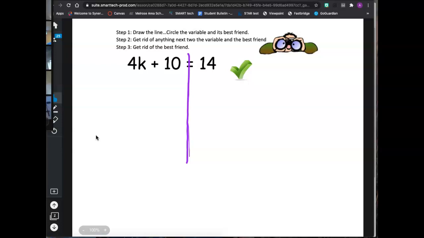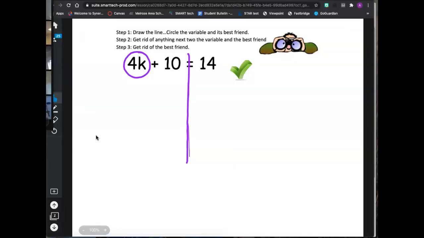Okay, so what's the variable in this case? You can type it in the chat or you can just say it. What's the variable? K. The K, right? Okay, and the variable has a best friend, and the best friend is like attached to the variable. So what's the best friend in this case? I see some of you doing charades with me, right? You're holding up 4. Okay, so I'm going to circle that whole thing. Circle the variable and its best friend. They have to stick together, right? You stick together with your best friend. You don't just leave them hanging.